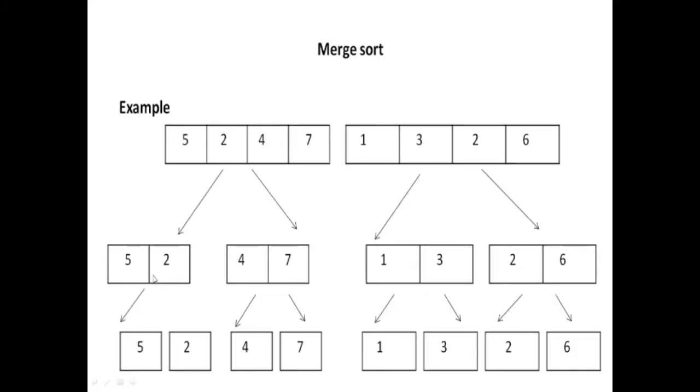this way. 5 and 2, we got 4 and 7, 1 and 3, and 2 and 6. Now again this will also be divided. So after dividing, 5, 2, 4, 7, 1, 3 and 2, 6, we got this. So this is the divide and conquer algorithm. So after dividing this we are going to merge this.